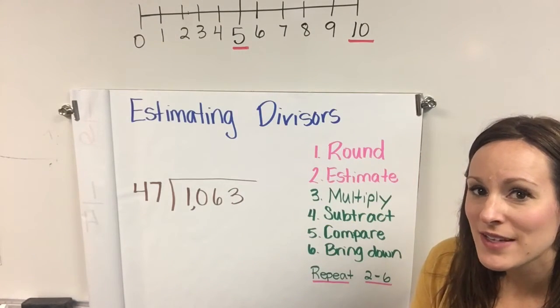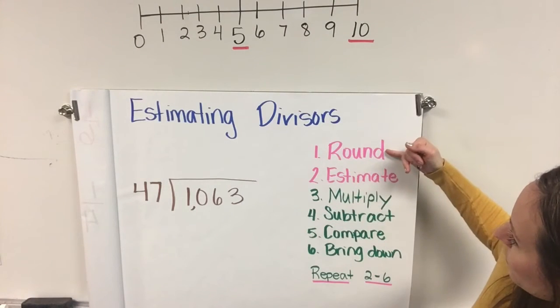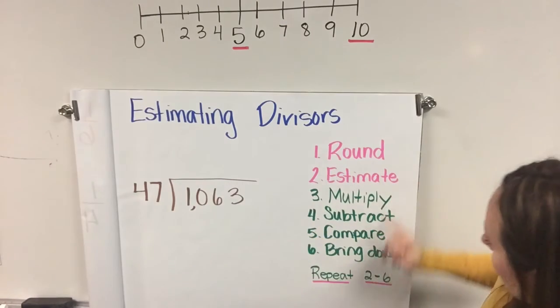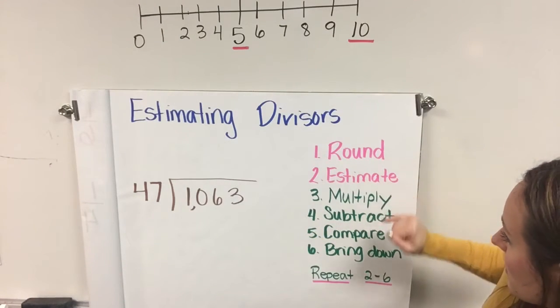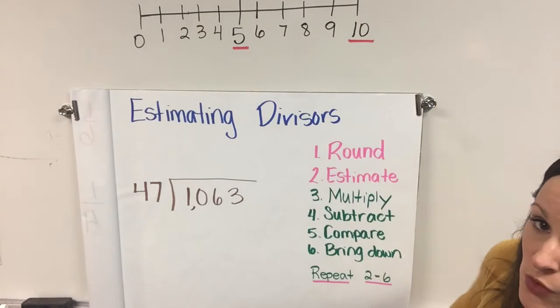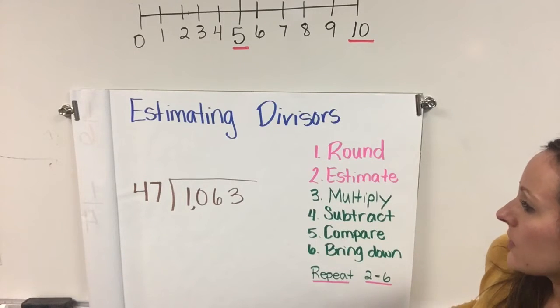So the steps for estimating divisors when doing long division is first you round, and when we round, we're talking about rounding the divisor. Next you estimate, and then you multiply, subtract, compare, bring down, just like you normally do when you're doing division. And then of course you repeat. So let's see what that looks like.